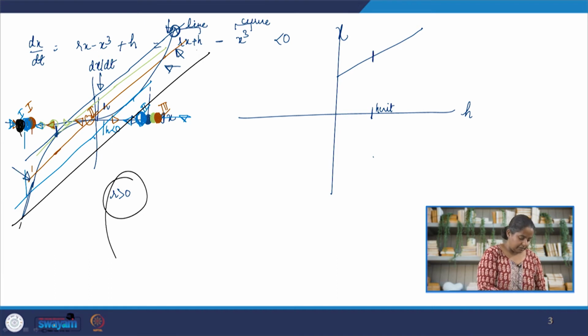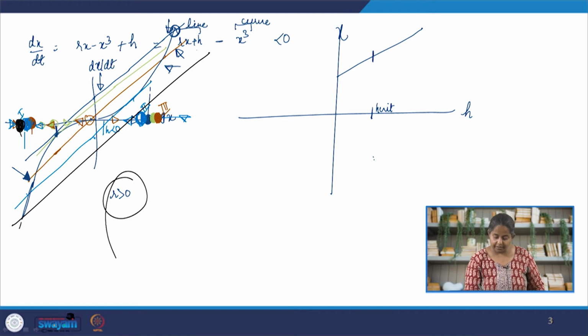Let me clean this up a little bit for you. So this is denoted by the dark orange line here. We notice here that we have two fixed points. The smaller fixed point, the one where both are negative, is a stable fixed point. The other fixed point is an unstable fixed point. And this is happening as h is reducing.